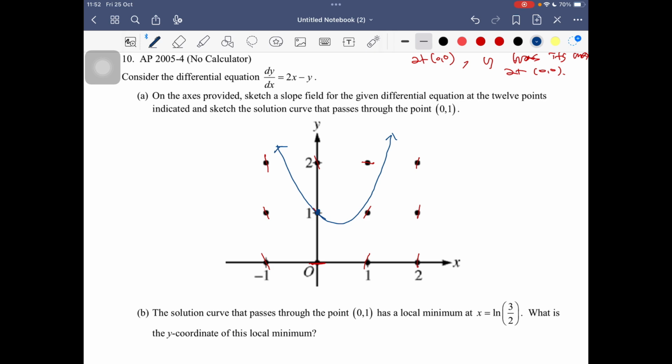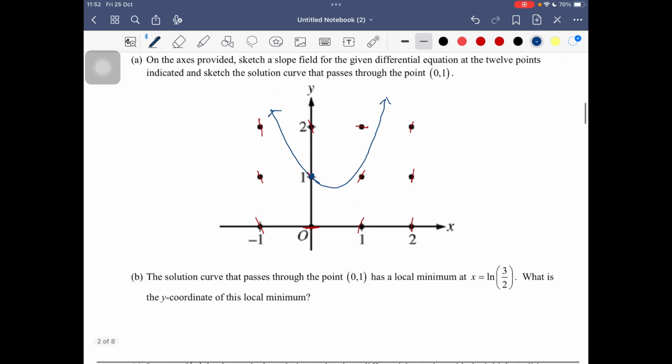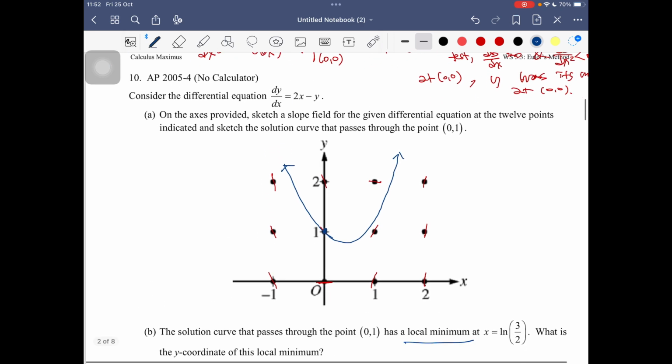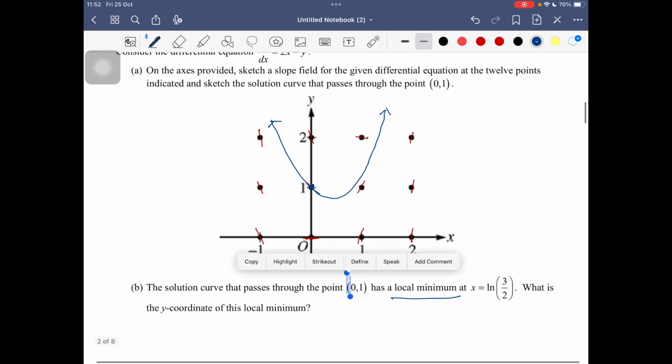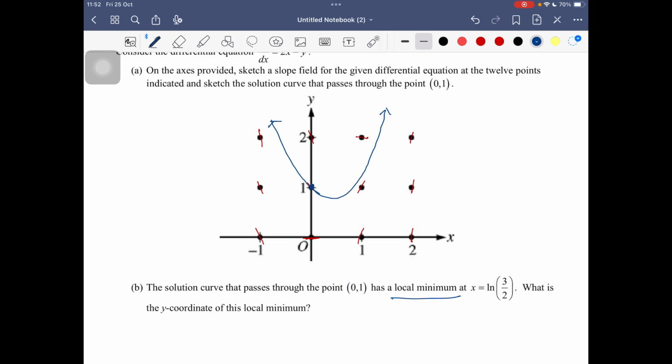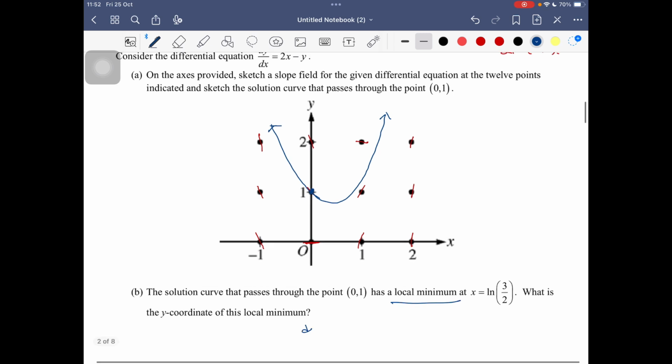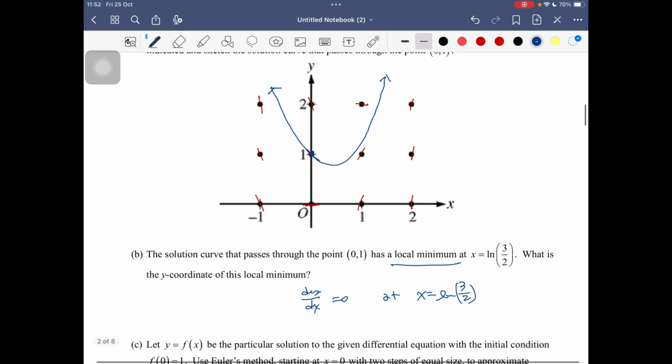So the solution has a local minimum at x equals ln 3 over 2. Local minimum means, since it seems to be a differentiable function, that it happens when dy over dx equals 0. So dy over dx equals 0 at x equals ln 3 over 2. So 2x minus y should be 0. Therefore, y is 2 ln 3 over 2.